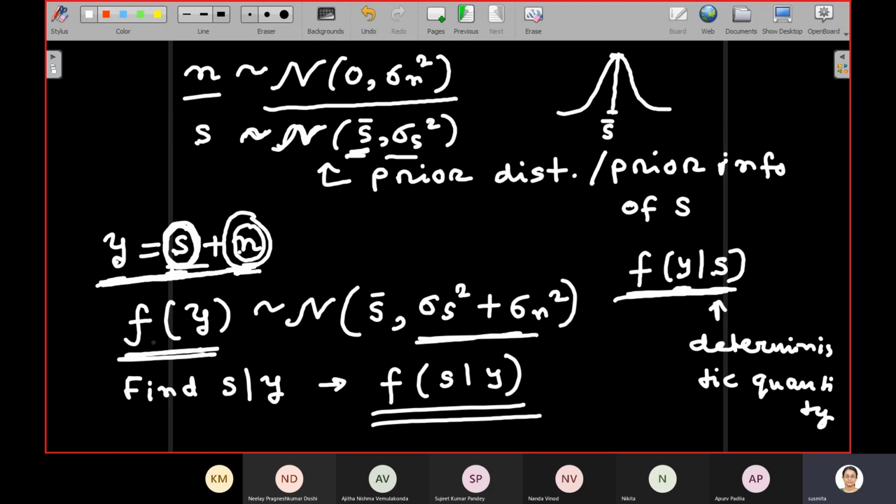Now here, see what is the mean? Mean was S bar because we treated both S and N as random. But here we treat S as given. So when we are finding the distribution, this will also be Gaussian. When we are finding the distribution, S is given. Because this is a deterministic quantity, it will be the average value. So the average is S.